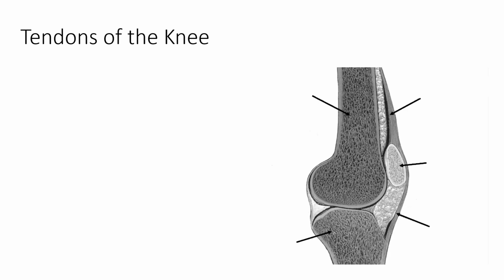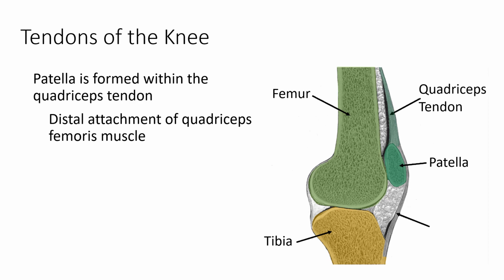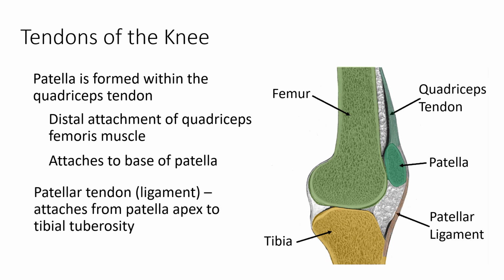So let's talk a little bit more about the tendons of the knee. In this picture, again, to orient you, we have our femur, our tibia, and our patella. So the patella is formed within the quadriceps tendon, which we can see in this picture here. This quadriceps tendon is the distal attachment of the quadriceps femoris muscle, and it attaches to the base of the patella. On the inferior portion of the patella, we have the patellar ligament. This ligament, which can also be called the patellar tendon, attaches on the apex of the patella proximally and attaches to the tibial tuberosity on its distal end.